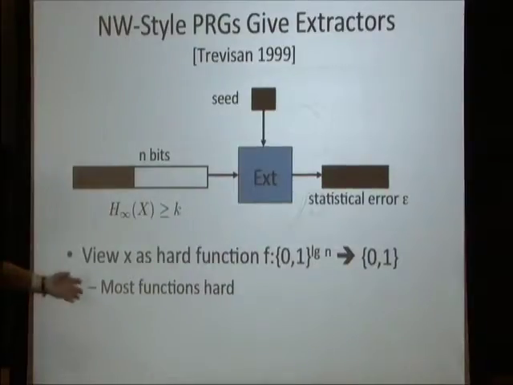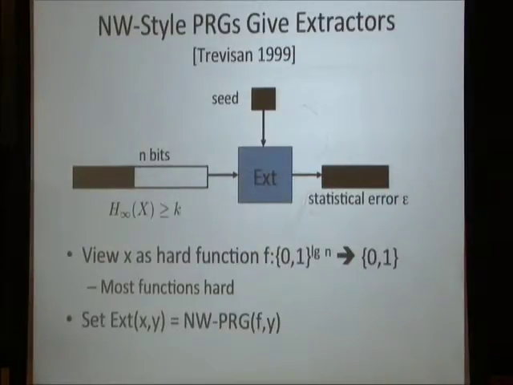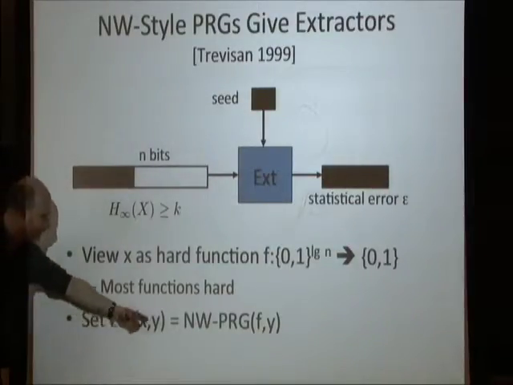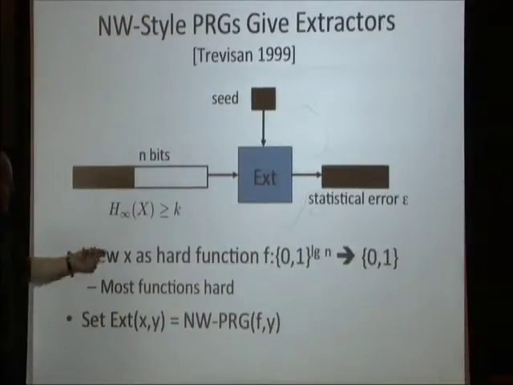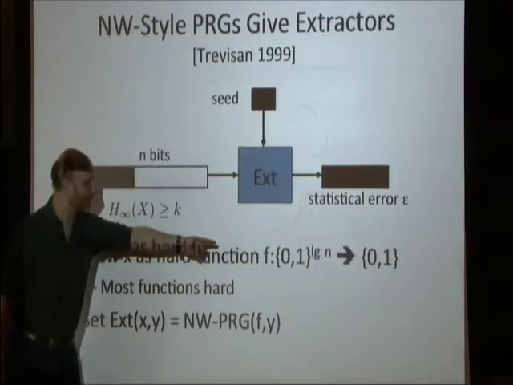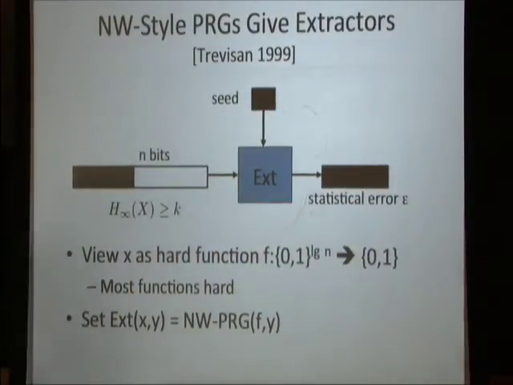Although the proof doesn't use the hardness of this. I was going to talk about it later, but we'll see. So he sets the extractor on x and y to be the NW pseudorandom generator on this hard function f. So x is viewed as a hard function f, and y is the seed.